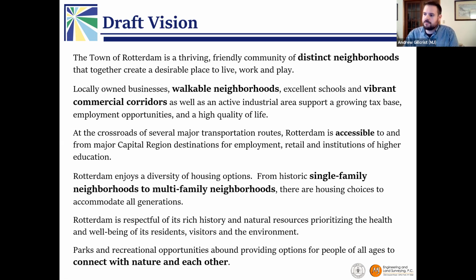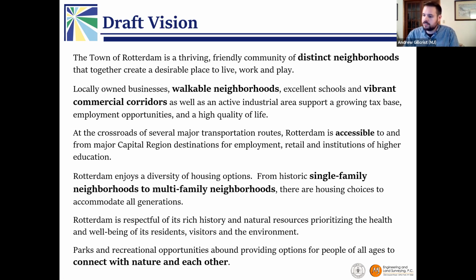The town of Rotterdam is a thriving, friendly community of distinct neighborhoods that together create a desirable place to live, work, and play. Locally owned businesses, walkable neighborhoods, excellent schools, and vibrant commercial corridors, as well as an active industrial area, support a growing tax base, employment opportunities, and a high quality of life. At the crossroads of several major transportation routes, Rotterdam is accessible to and from major capital region destinations for employment, retail, and institutions of higher education. Rotterdam enjoys a diversity of housing options, from historic single-family neighborhoods to multifamily neighborhoods. There are housing choices to accommodate all generations.